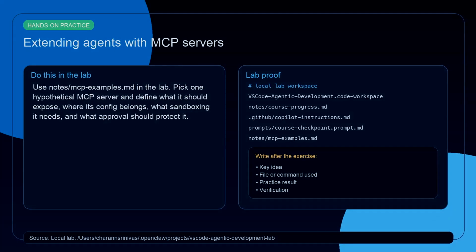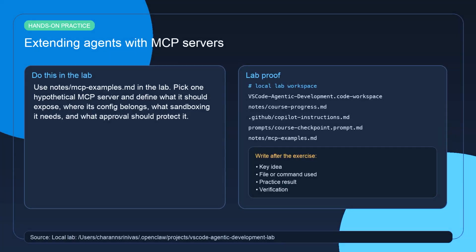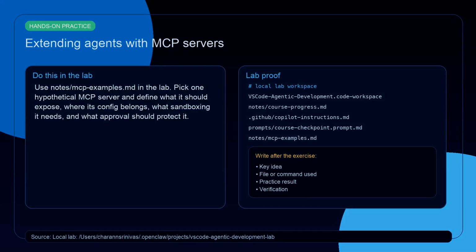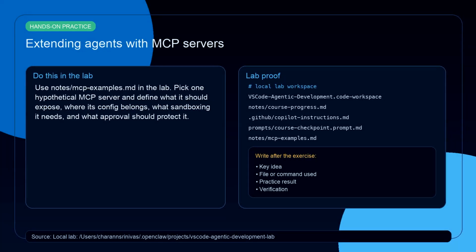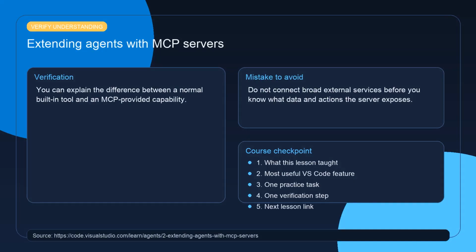Now make it practical. Use notes/mcpexamples.md in the lab. Pick one hypothetical MCP server and define what it should expose, where its config belongs, what sandboxing it needs, and what approval should protect it.